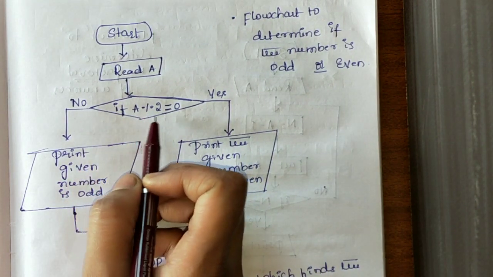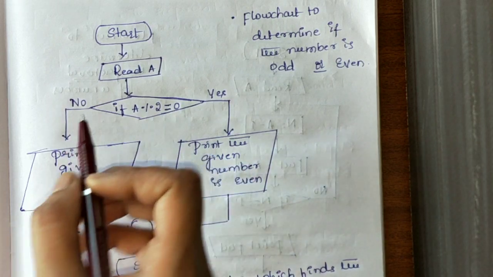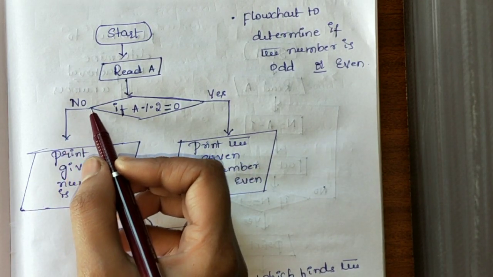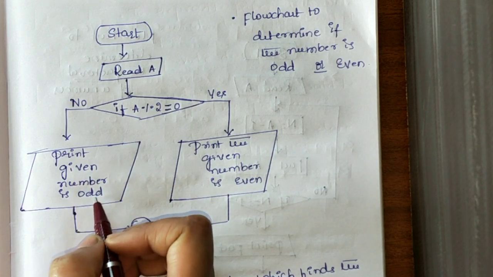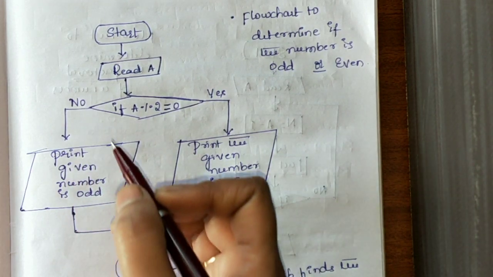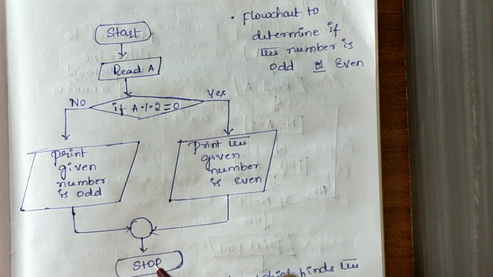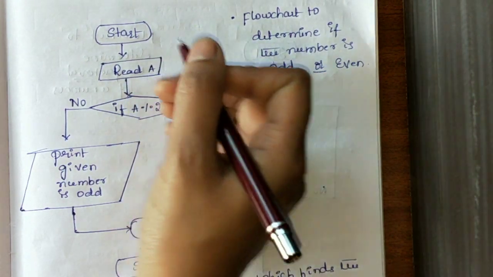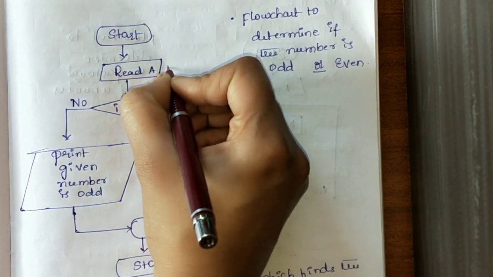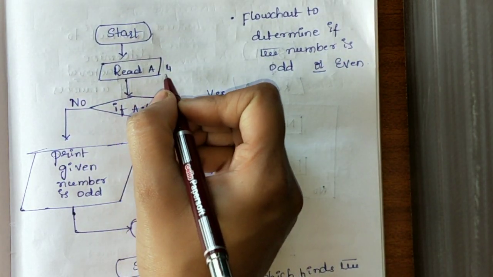And if a modulo 2 is not equal to 0, then it will come to No, and we print "the given number is odd". So finally we'll stop. So here let us take an example. Suppose I'll take the a value as 4.